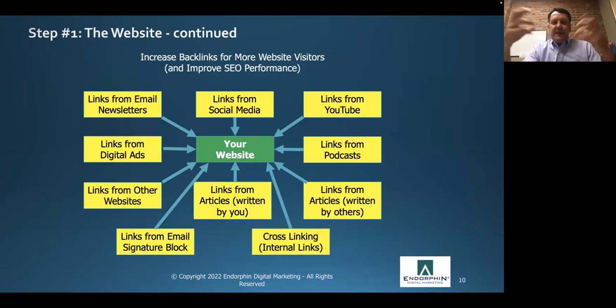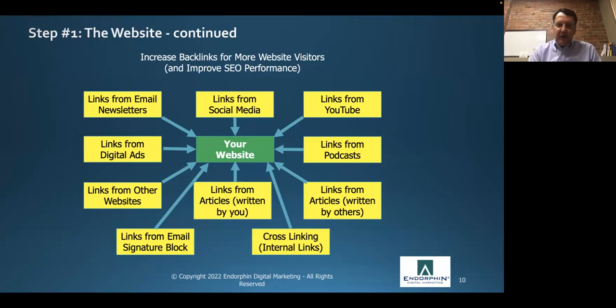So as we think about our website, one of the most important ways to increase the authority of your website in Google is to have links coming from other places. And the more and better links that you have coming from other places to your website, the better your website is going to be. So links from other places, Google sees all of this stuff. Google knows all of this stuff.